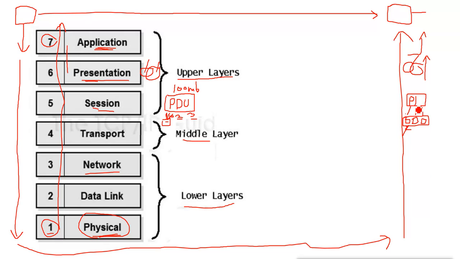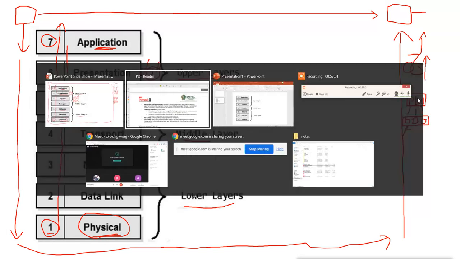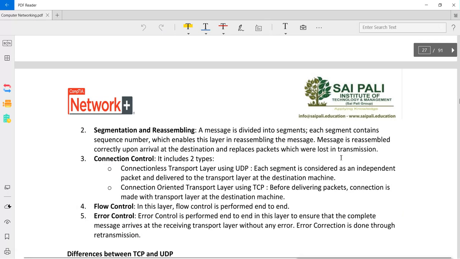Now sometimes some packets may not reach. They may be lost on the way. The transport layer's job is to make sure that all the packets come, and then it will make the PDU again. But if they don't reach there, then you may have a corrupt packet, or you may lose your transmission.